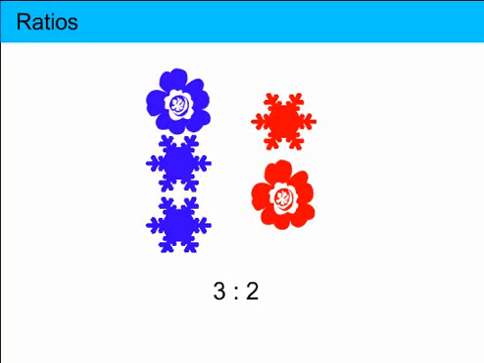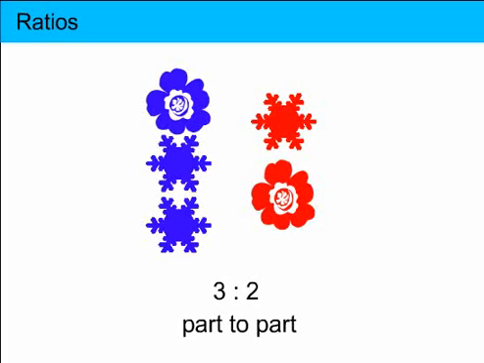There's often more than one way to compare things, and in this case we could compare the blue items to the red items, and again we get a ratio of 3 to 2. The ratios we've looked at so far are comparing one part to another part, so they're called part to part, the snowflakes to the flowers, or the flowers to the snowflakes.